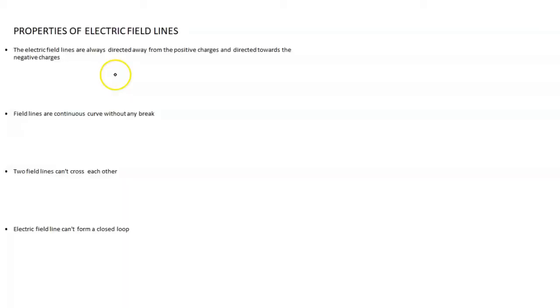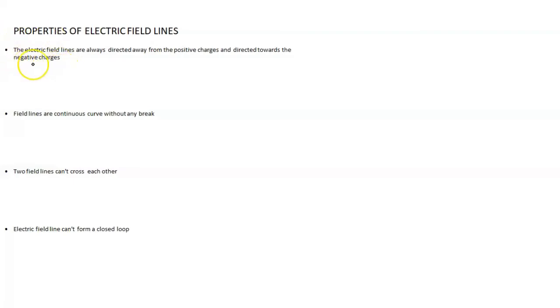Then we can move to some important properties of electric field lines. There are 7 basic properties of electric field lines. So let us see them one by one.